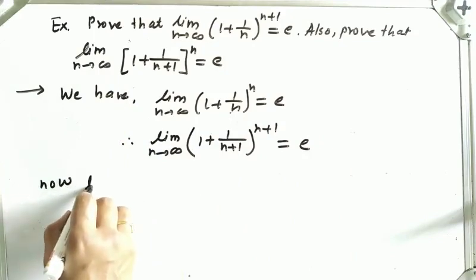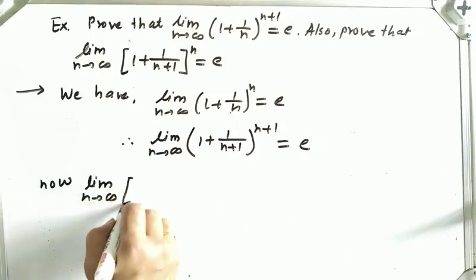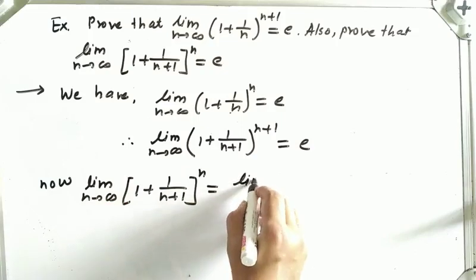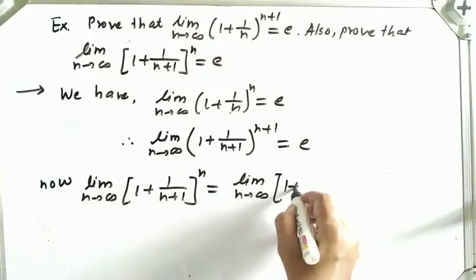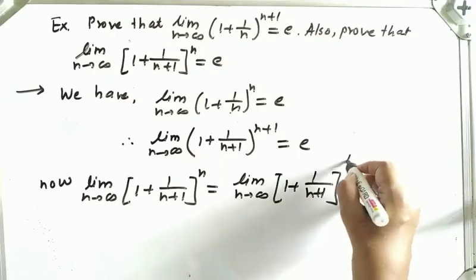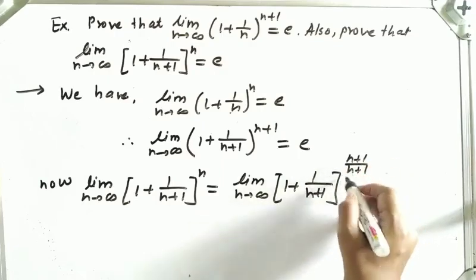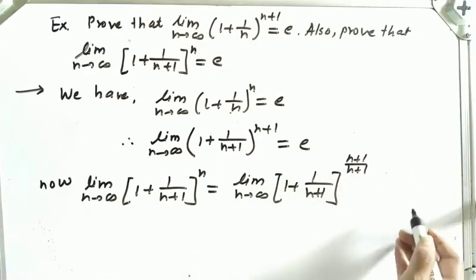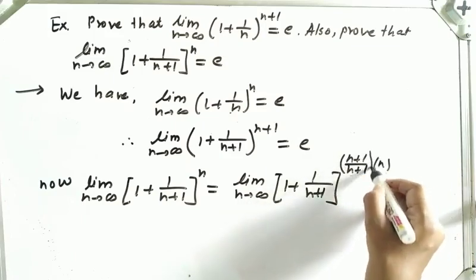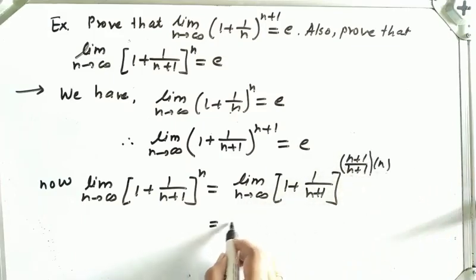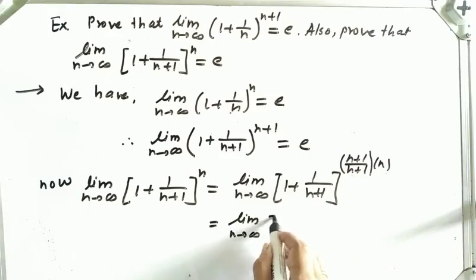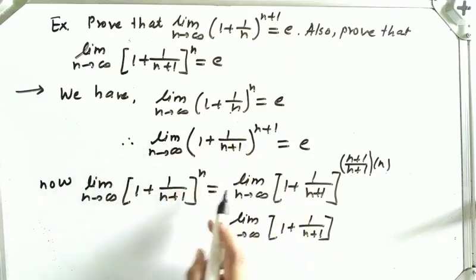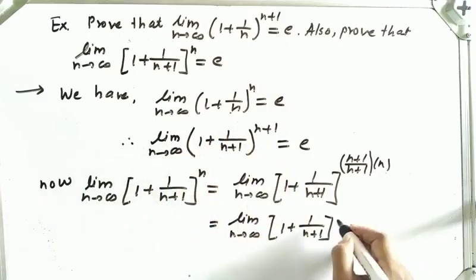Now what is that? Limit n tends to infinity of (1 plus 1 upon n plus 1) raised to n, which we can write as limit n tends to infinity of (1 plus 1 upon n plus 1) raised to (n plus 1) upon (n plus 1), and finally multiplied by n. So from this we can take limit n tends to infinity of (1 plus 1 upon n plus 1) raised to n plus 1. Now we know the result for this.